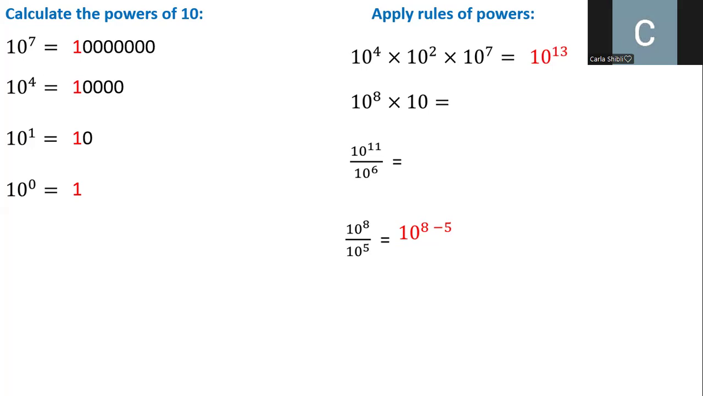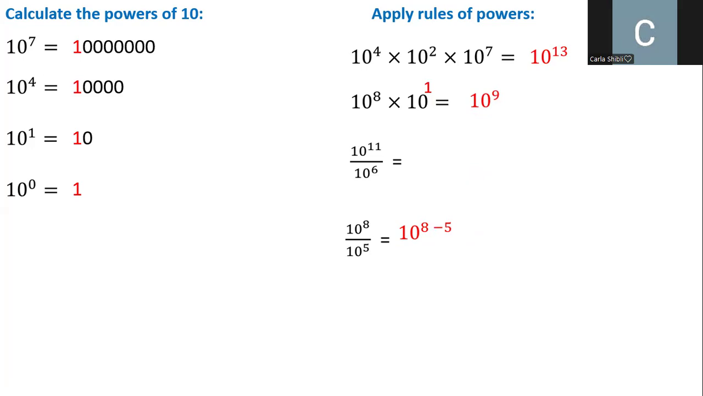10 to the power 8 times 10. If I look at this 10, it has no exponent. As I said, when we have no exponent, my exponent should be 1. So I am multiplying same bases, different exponents. I write the base 10 and I add exponents. 8 plus 1 is equal to 9.